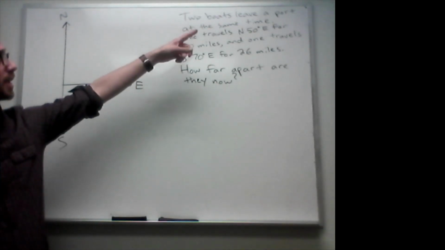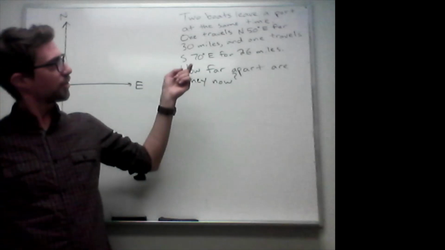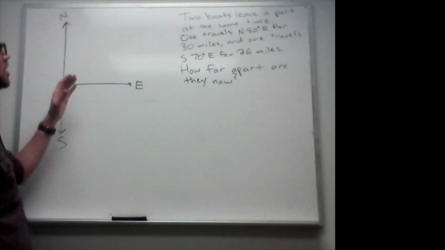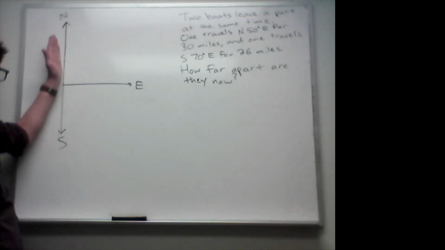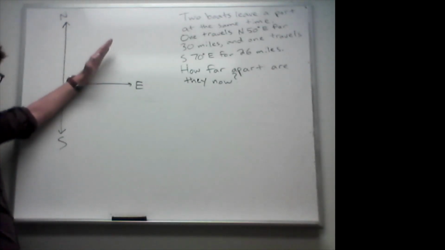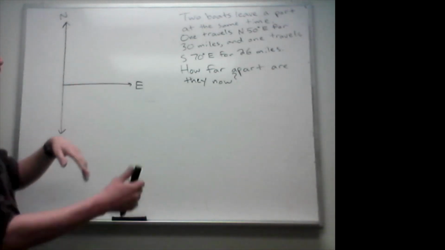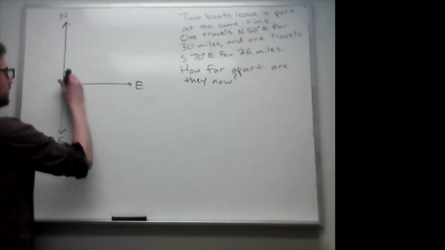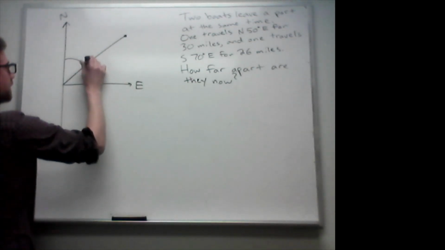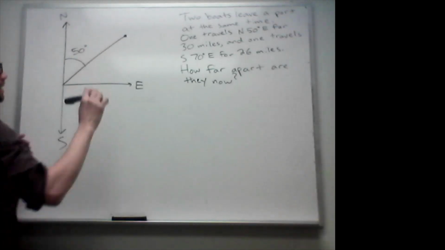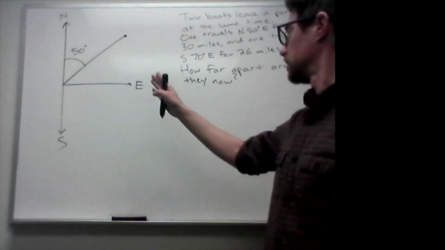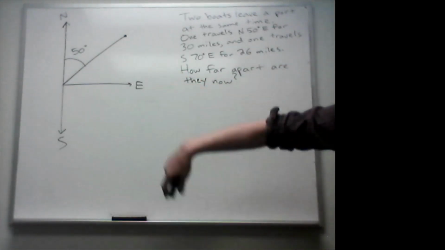Two boats leave a port at the same time. One travels north 50 degrees east, and I want to explain what that means. North 50 degrees east means 50 degrees east of due north. Due north points up, and then you go 50 degrees east of that. So that's going to look like this. You don't have to have that fact memorized. It's just something we use for navigation. So that angle's 50. Rather than just saying northeast, now we can be a lot more specific. We can mean 50 degrees east of due north.